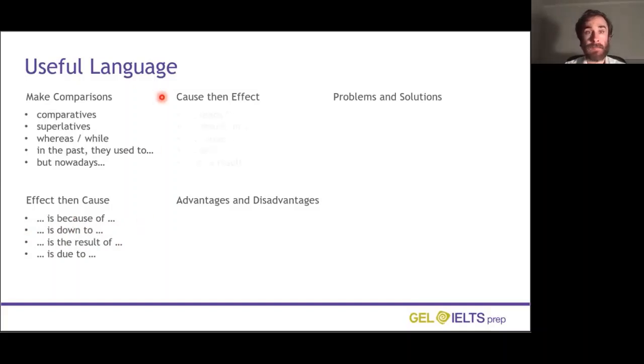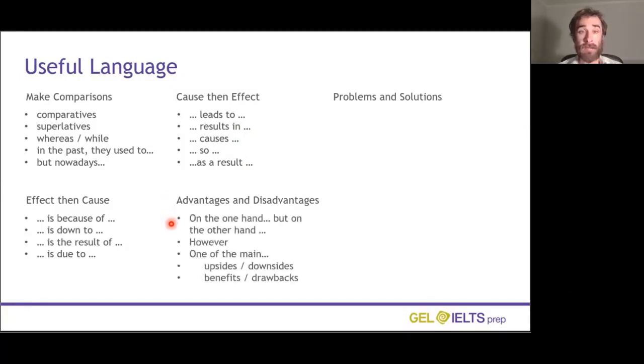Cause and effect. This leads to, this results in, and this causes. These three phrases are also followed by noun phrases. For example, this leads to global warming. So, and as a result, connect two clauses or two sentences. Advantages and disadvantages.